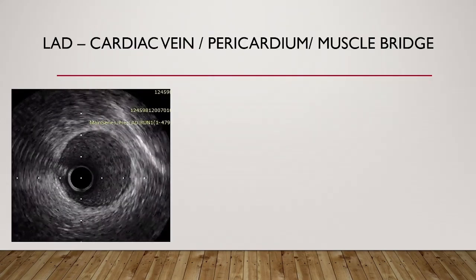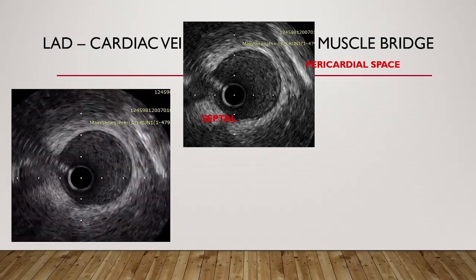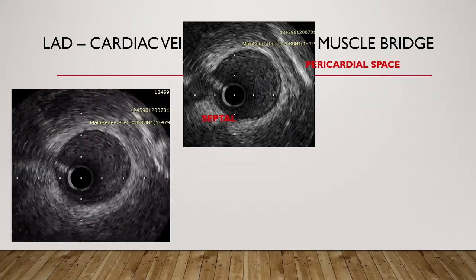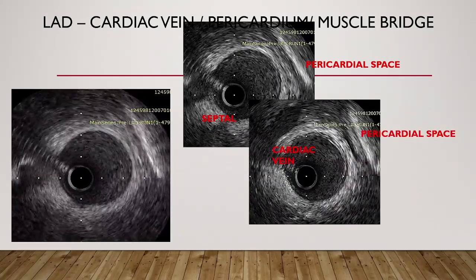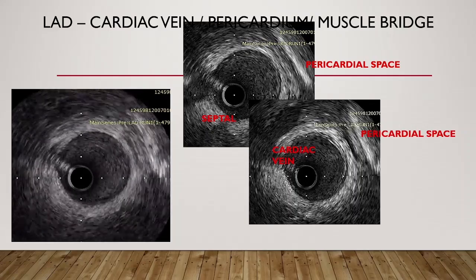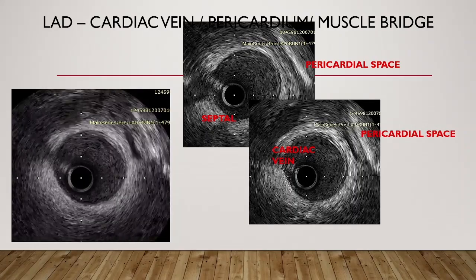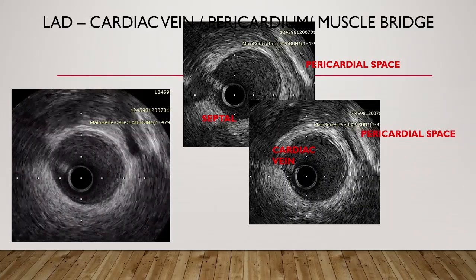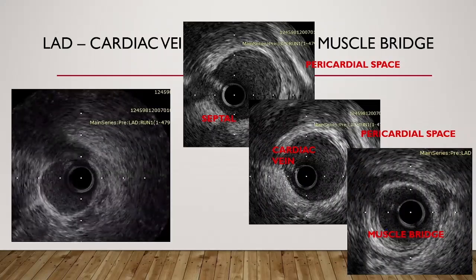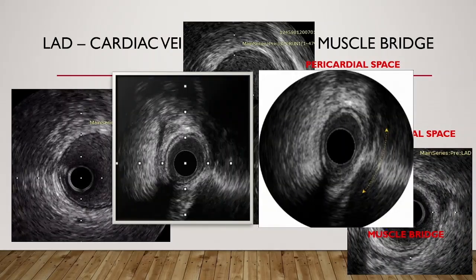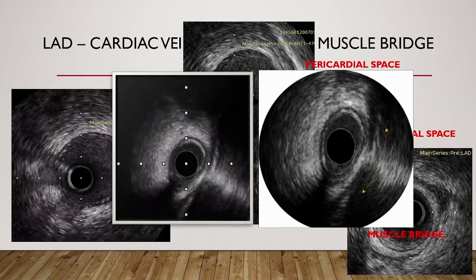Now there are some other confusing structures. This is a pericardium, this is a septal artery away from the pericardium, and you will get a diagonal somewhere here, and this is a cardiac vein. A cardiac vein never joins the vessel. If you follow the septal, they will come and join, or a diagonal will come and join, but these cardiac veins will go parallel and disappear. So this is a cardiac vein and this is a muscle bridge. A muscle bridge is an I sign. So these are the structures we usually confuse: pericardium, cardiac vein, and you can see the muscle bridge, the I sign.